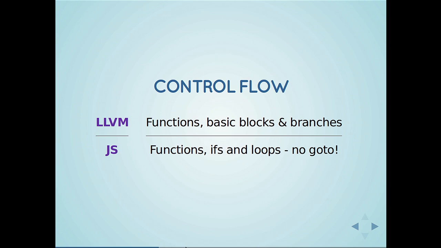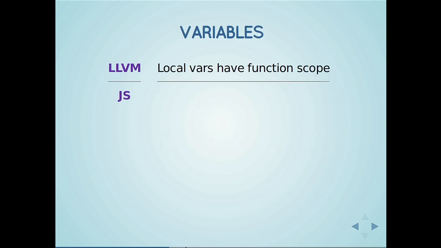Control flow is another thing that's different. Both LLVM and JavaScript have functions, but LLVM has basic blocks and branches, whereas JavaScript has ifs and loops, higher-level control flow structures. It doesn't have goto, so we can't directly connect those things.